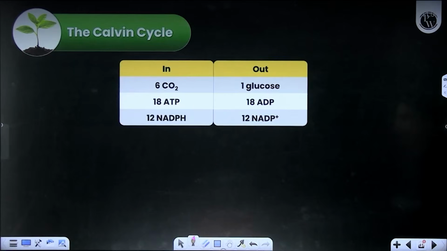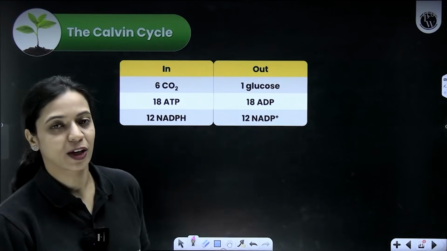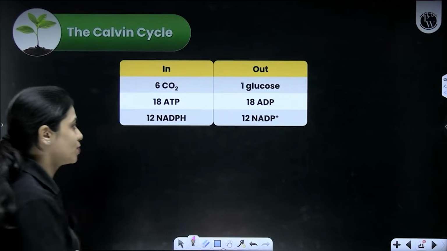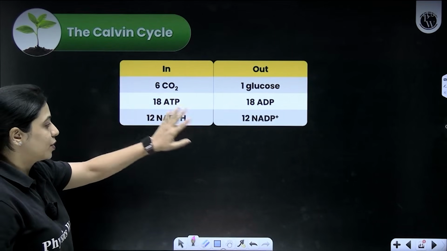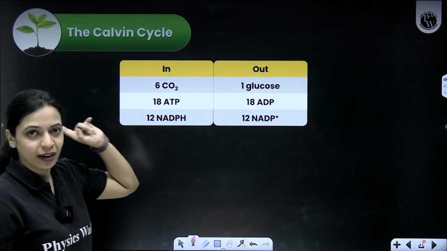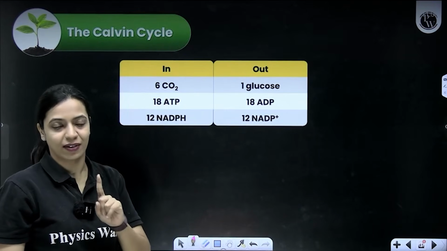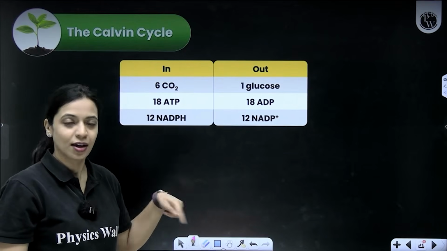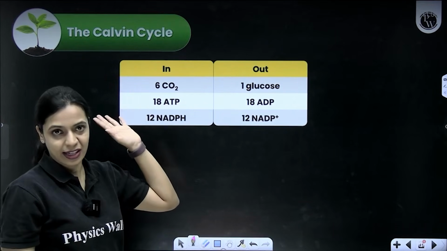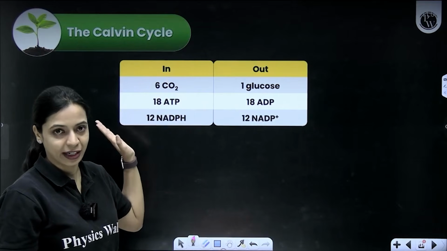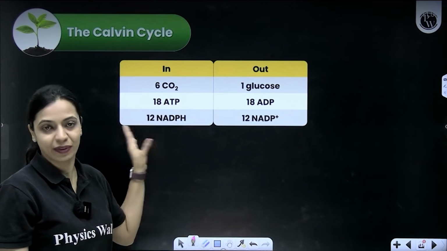So if you look at how many ATP and NADPH is utilized in the formation of one glucose molecule, you know, one glucose requires 6 carbon dioxide. You require 18 ATP. Why? 2 in the reduction step, 1 in the regeneration step per turn of Calvin cycle. So 3 ATPs per turn. For one glucose molecule, you require 6 turns. So 6 turns means 18 ATP, 6 turns means 12 NADPH, because 2 NADPH is required for one turn. A total of 6 turns will be 12 NADPH.